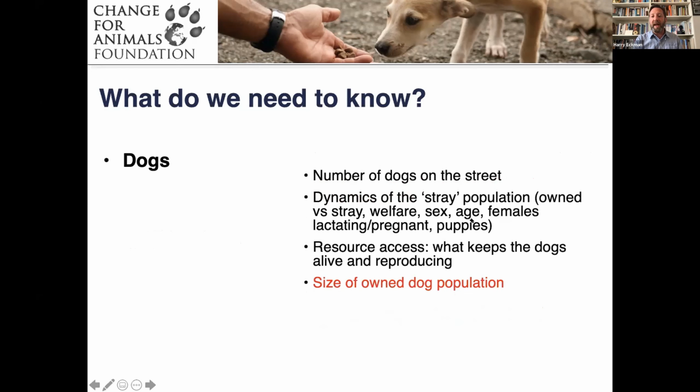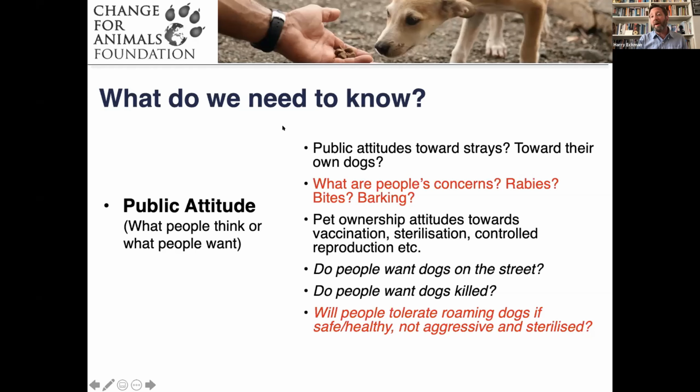And you also need to look at the age and the sex and the number of puppies that are in the population. Then you want to look at the resource access. What keeps the dogs alive and reproducing? Is there a lot of trash on the street? Are people feeding them? What is it that's keeping this population healthy and breeding or unhealthy and breeding? And as I said before, you need to know the size of the owned population. Are 60% of the dogs owned or are 10% of the dogs owned? Because that's important.